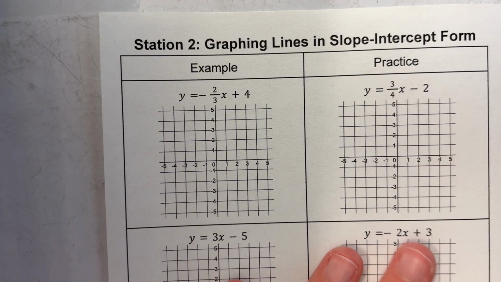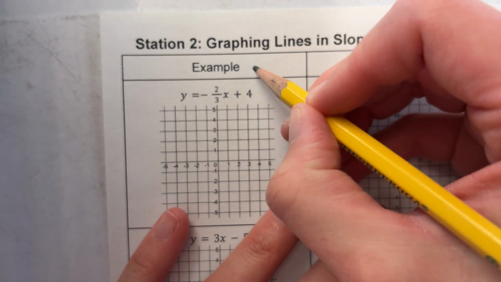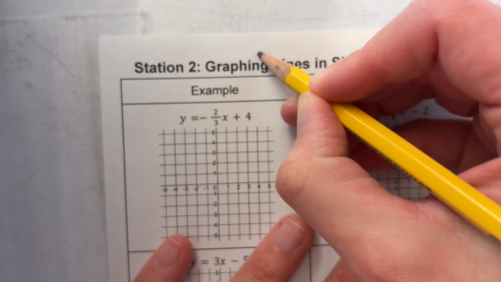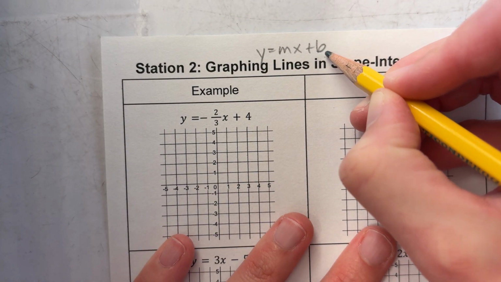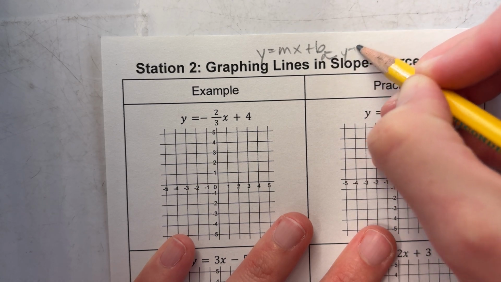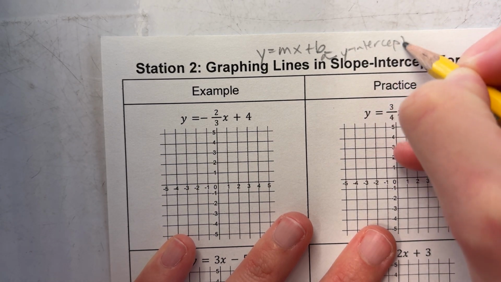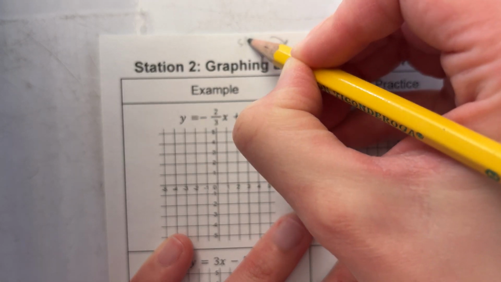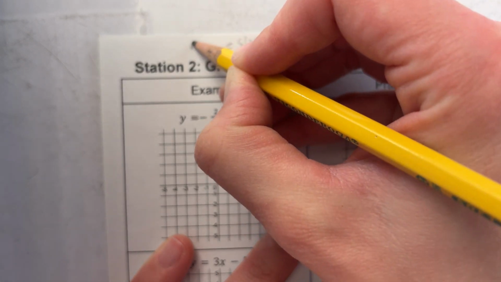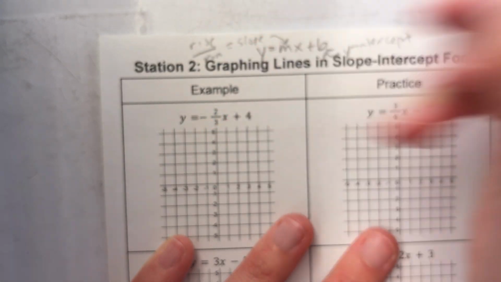When I am graphing lines in slope-intercept form, what I need to remember is that I have an M and a B. The B is my starting point, my y-intercept. That's the number where I'm going to start at on the y-axis. And then my M is my slope. And remember what we know about slope is it's rise over run.